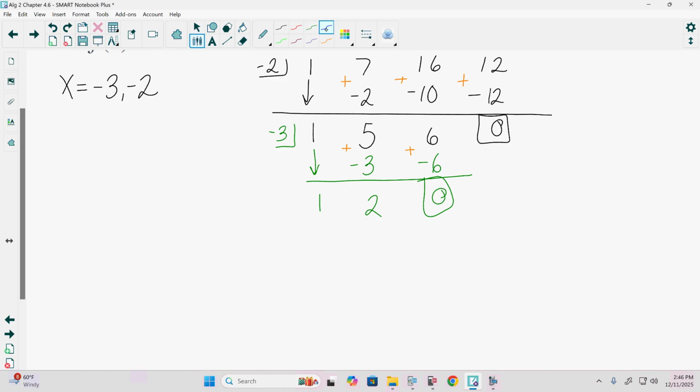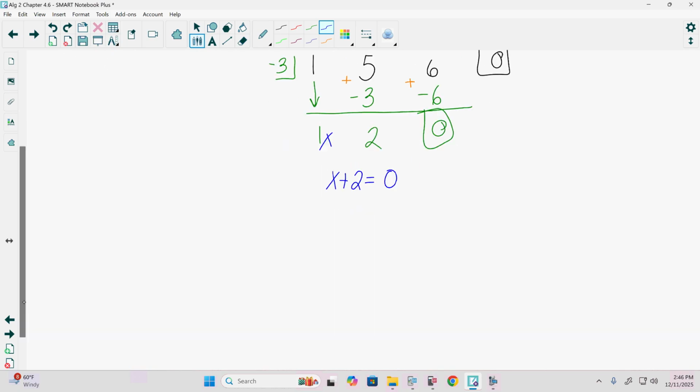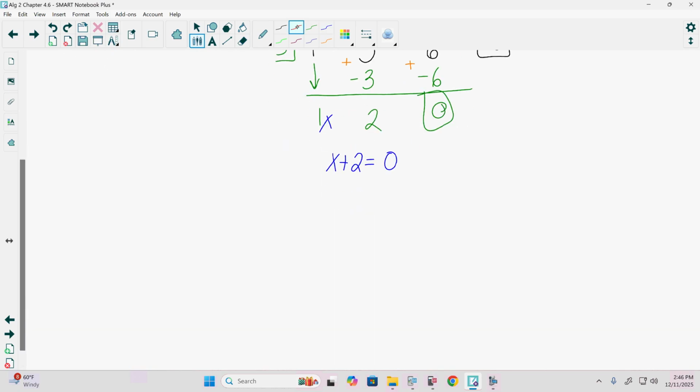And at this point here, we can fill the variables back in and solve our final statement, which is x plus 2 equals 0. X is equal to -2, confirming that it did have a repeated zero of -2. Questions on this here?